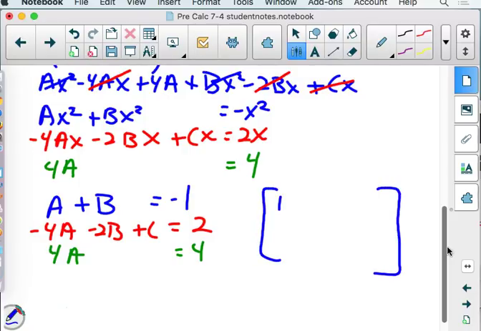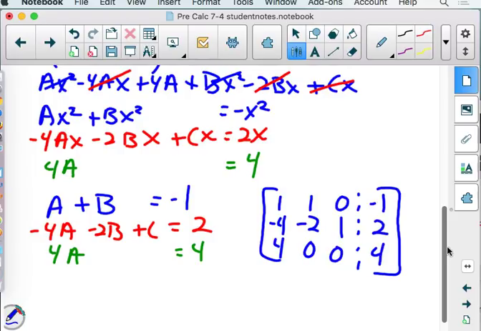And with this one, we've got 1a, 1b, no c, and -1 as our constant; -4a, -2b, and 1c, and 2 is our constant; 4a, 0b, 0c, and a 4 as our constant. Now notice for this one I went ahead and did the augmented matrix. You certainly could still use the inverses if you wanted to, because we would have a square matrix for the coefficients, but it might be a better use of our time if we just did RREF, reduced row echelon form.